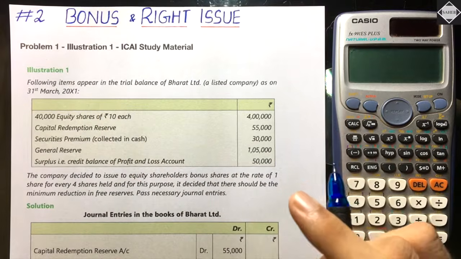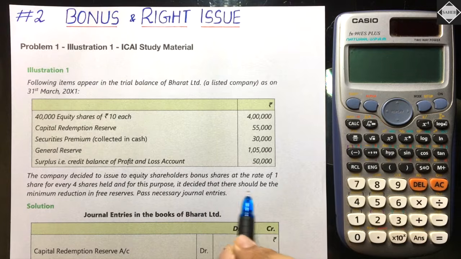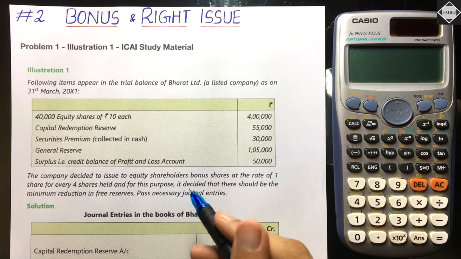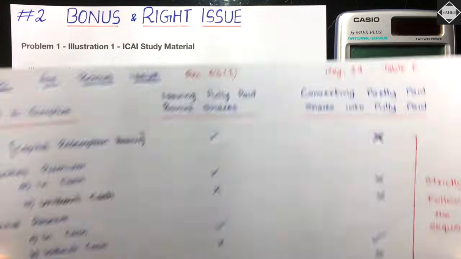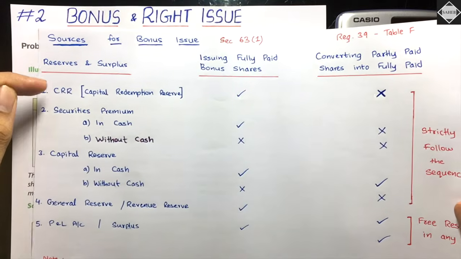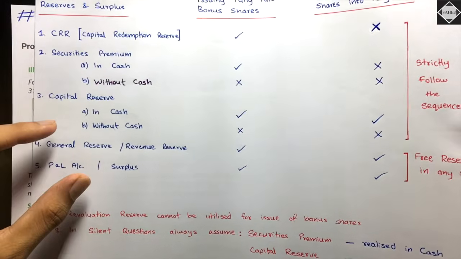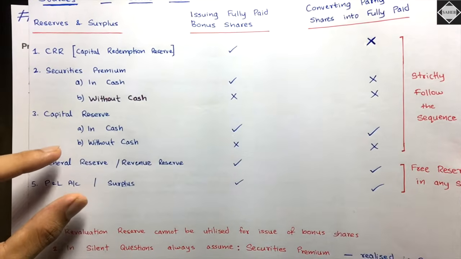Is that clear? Right. And then they are saying, for this purpose, it decided that there should be the minimum reduction in free reserves. Yes, this is a normal thing. It will always happen. There is a sequence that you have to follow according to law. For issuing fully paid up bonus shares, first you have to use CRR, then SP in cash, CR in cash, and then only you can use free reserves. So of course there will be a minimum reduction in free reserves, isn't it?